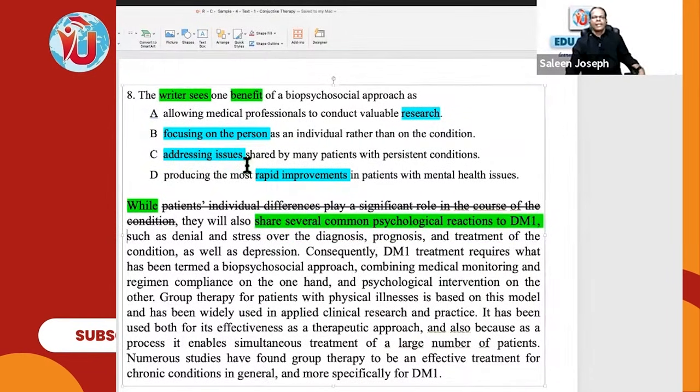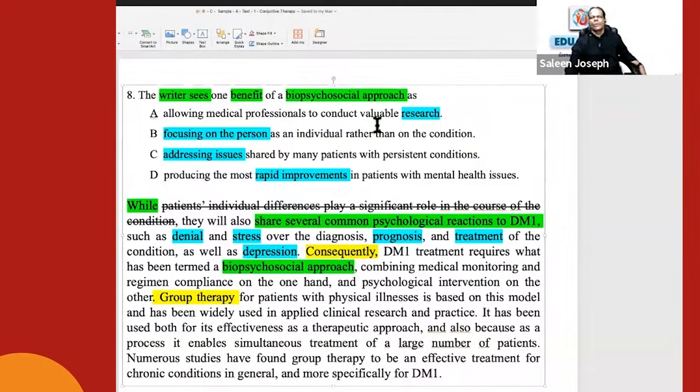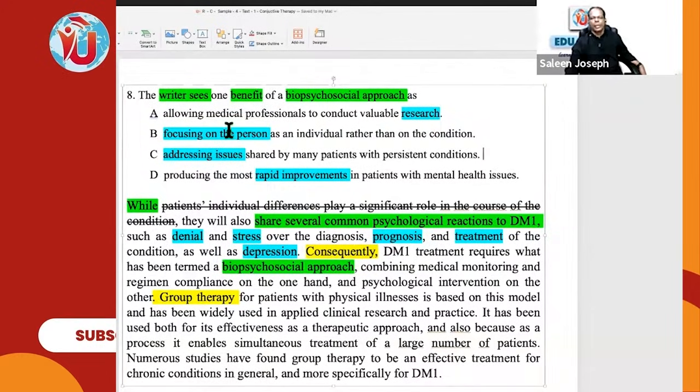Yeah, C says addressing issues shared by many patients with persistent conditions. So the topic sentence itself gives you an idea. Let's see, C is the answer, right? Allowing medical professionals to conduct valuable research. Do they speak of any medical professional conducting research anywhere? No. Nothing is mentioned about medical professionals, doctors, nurses, somebody doing some research. Nothing is mentioned.